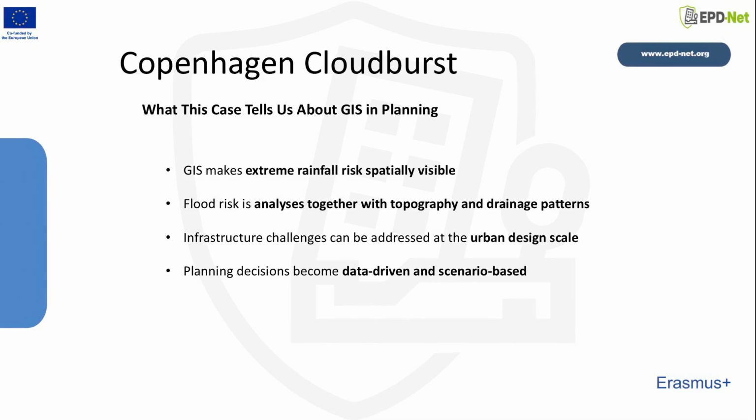Through GIS-based analyses, surface runoff, low-lying areas, and natural drainage corridors are evaluated together, clearly revealing where flood risk is concentrated. This spatial understanding highlights not only the location of risk, but also how it can be managed at the urban scale. As a result, planning and design decisions are developed through the organization of urban space rather than relying solely on engineering solutions. Overall, the Copenhagen cloudburst case illustrates that GIS strengthens the link between analysis and decision-making, enabling the development of data-driven, spatially responsive, and scenario-based urban interventions for climate adaptation and resilience.